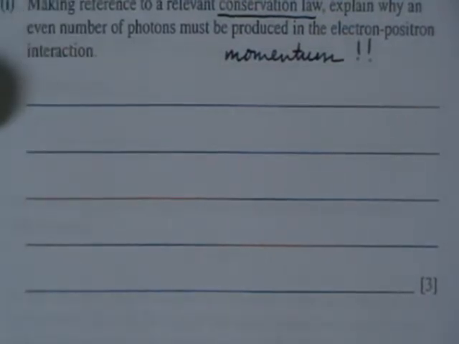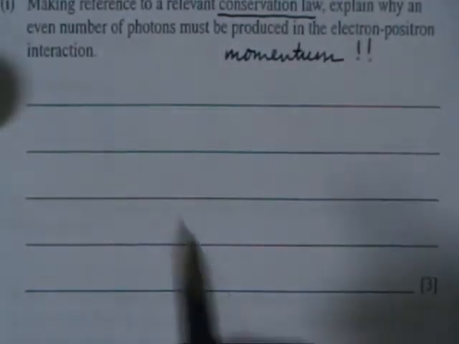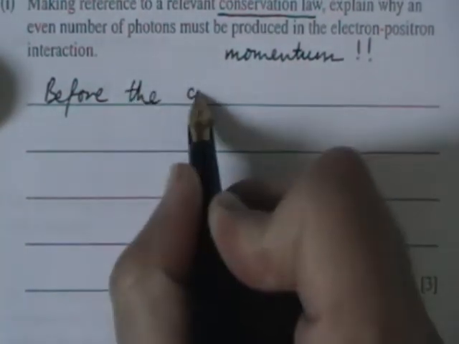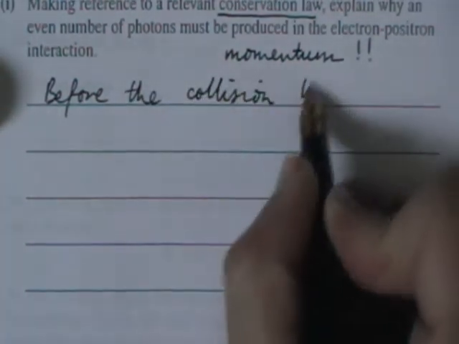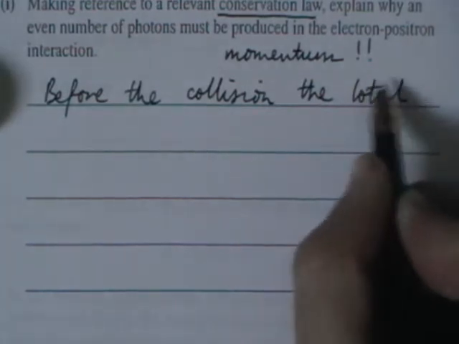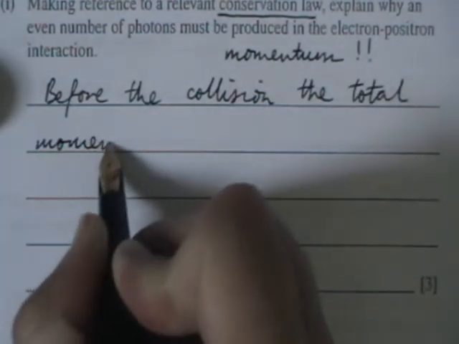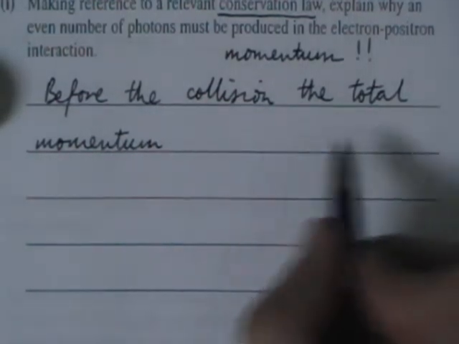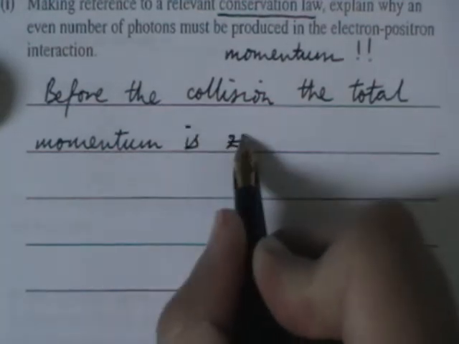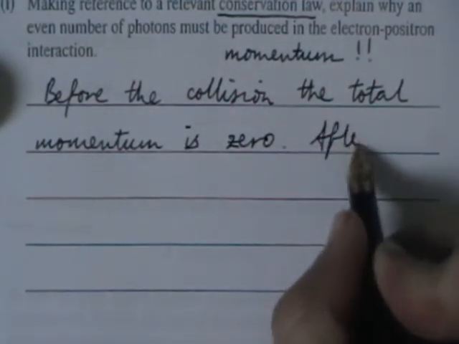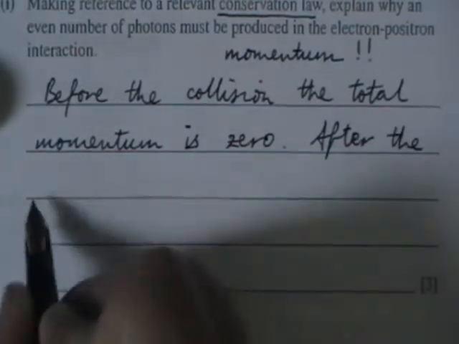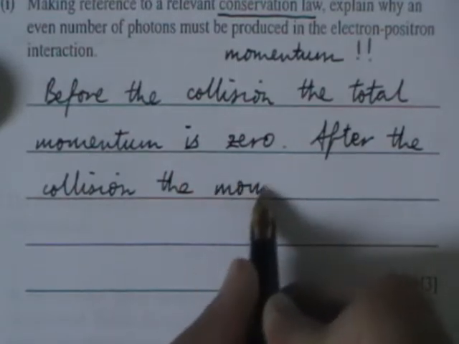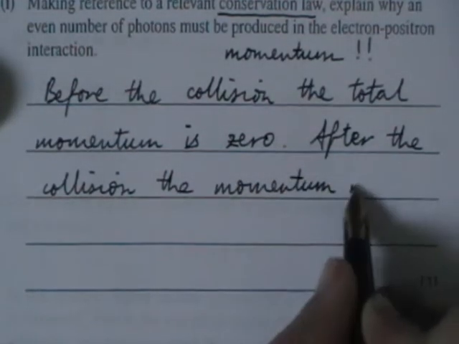So before the collision, the total momentum is 0. That is because we have 2 particles at the same speed traveling in opposite directions. So before the collision, the total momentum is 0. After the collision, the momentum must be 0.